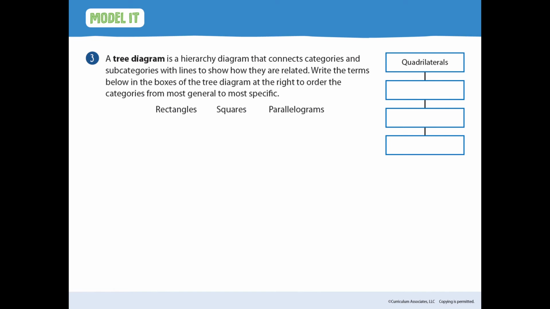A tree diagram is a hierarchy diagram that connects categories and subcategories with lines to show how they are related. Write the terms below in the boxes of the tree diagram at the right to order the categories from most general to most specific. So our most general category is quadrilaterals, 4-sided figures. Under quadrilaterals, we would put parallelograms. More specific than parallelograms is rectangles. And then the most specific is squares.